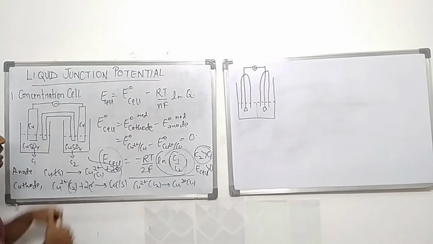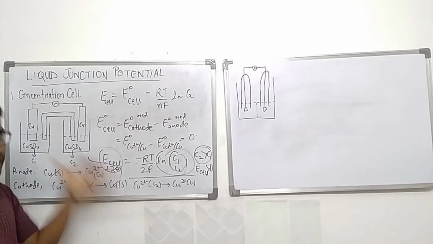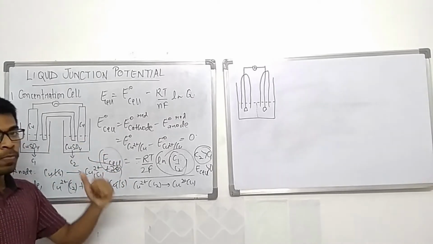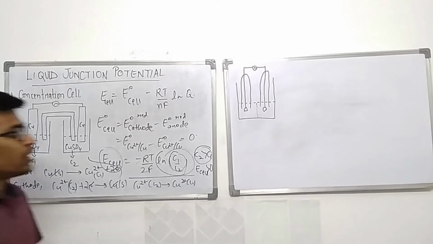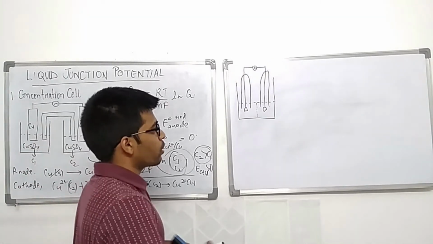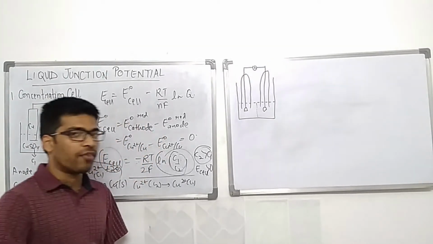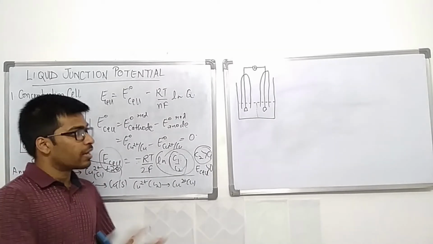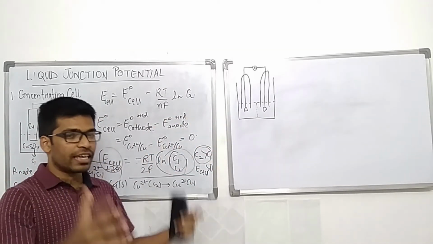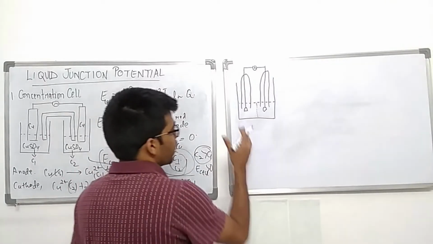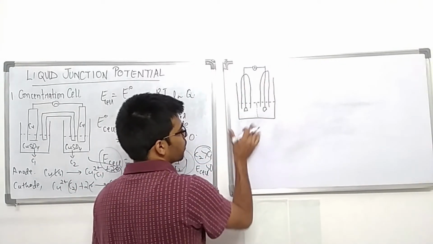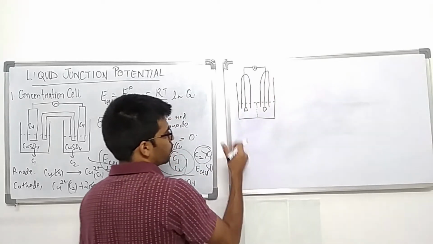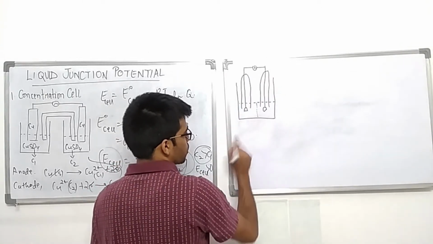So this is a brief introduction to concentration cells. Now we'll move on to liquid junction potential. When does a liquid junction potential come into play? Liquid junction potential comes into play when you have two solutions, two electrodes in the same chamber. So I am assuming that this is my experimental chamber in which I have two solutions.